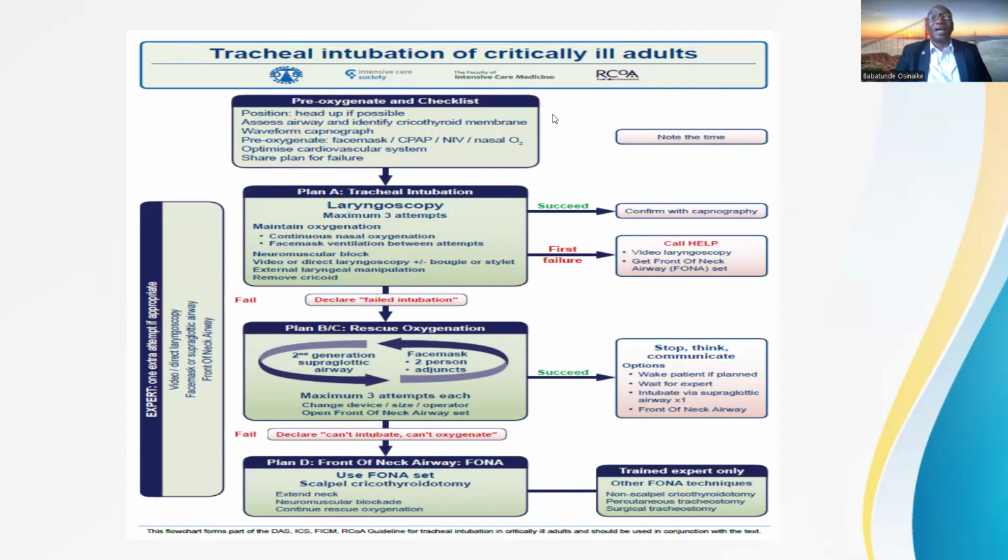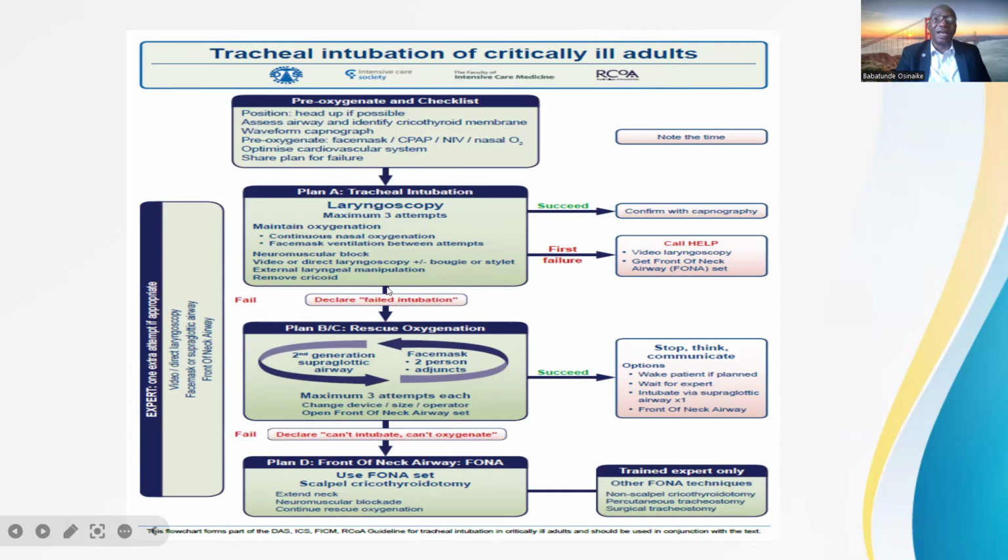So this is the algorithm by the DAS and Intensive Care Society. It's a bit old, but it's still very, very valid. So you can look at that. It's essentially what I've said, okay? So laryngoscopy, maximum of 3 attempts, confirm. If it fails, then call for help, okay? Video laryngoscope or front of neck access.